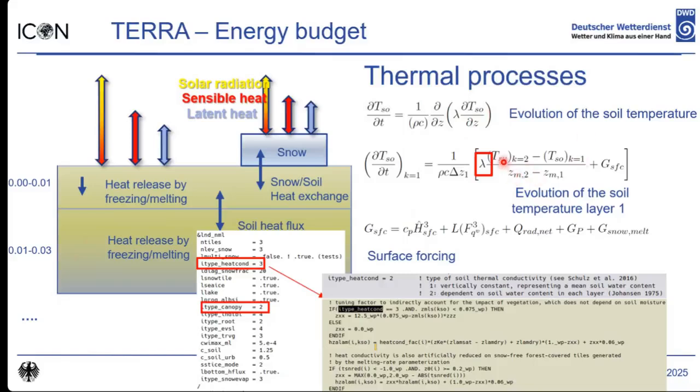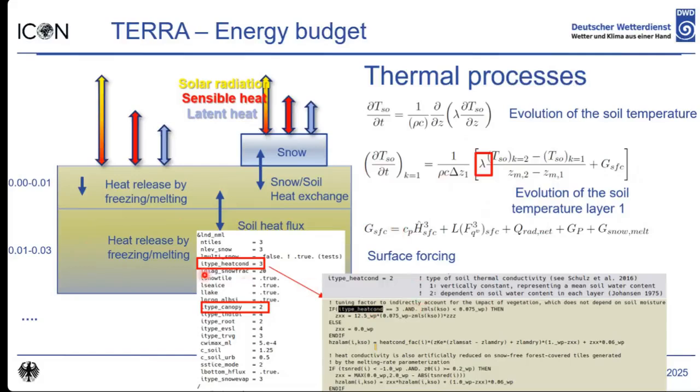Discretized it looks this way. So this is then T soil of layer 2 minus T soil of layer 1, divided by the difference in depth here, gives the gradient times the heat conductivity. This is the ground heat flux from the surface. And this gives then the ground heat flux given here. So the upper boundary condition here for the first level, and this is then the change of surface temperature.